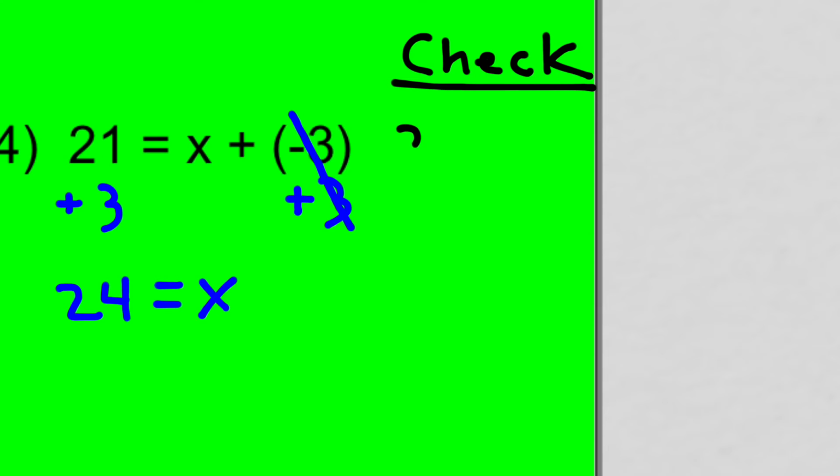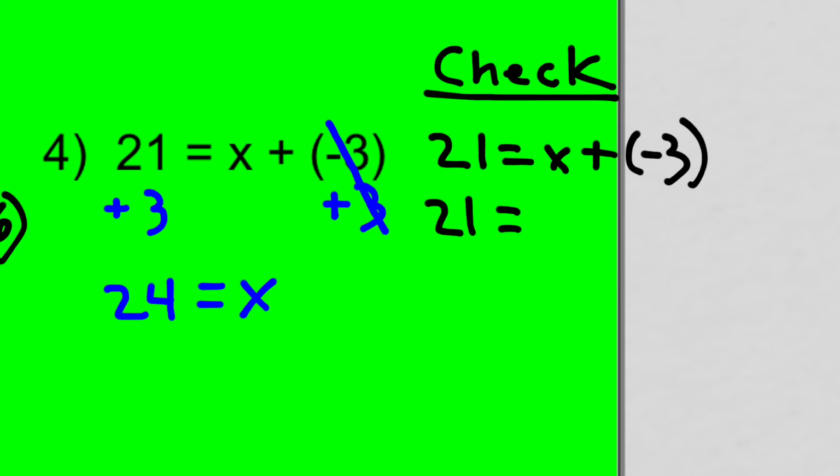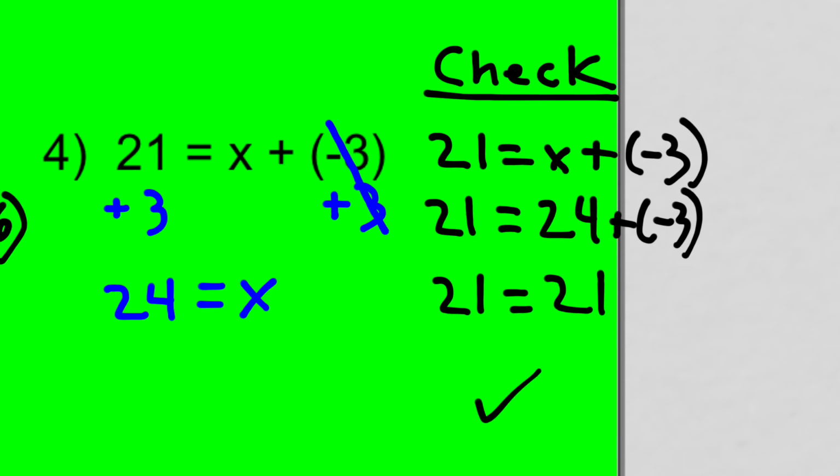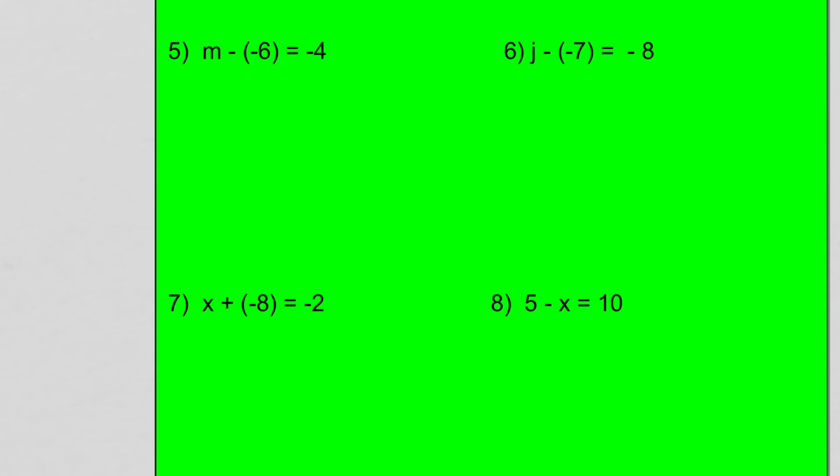Check it. 21 equals x plus negative 3. Replace my answer for x, and that was 24 plus negative 3. Now, is that true? Does 24 plus negative 3 equal 21? Absolutely. So since both sides of the equal sign are the same, we're good. So we're solving and checking math equations right now. Let's do 4 more, get a little bit trickier.